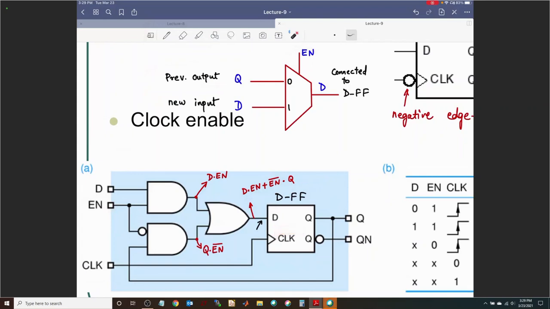So even if your clock is running and having more positive edges, because you are taking the Q and feeding it back in, nothing is going to change, right? So effectively you have disabled your clock. You guys see that? But when you enable the clock, then you are allowing the new input D to show up at the input of the D flip-flop, and now you will be able to change Q, but that would happen after the positive edge of the clock.